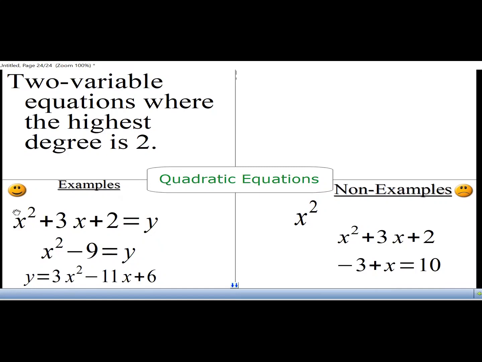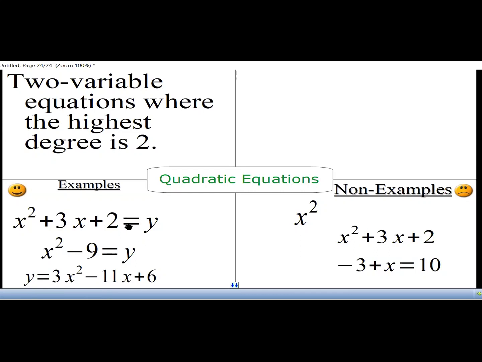So look at this first term. This is 2 degrees. This is 1 degree, 0 degree, 1 degree. The highest degree is what? 2. Look at the second one, x squared minus 9 equals y. Highest degree is 2. This one's 0, this is 1. Yeah, highest degree is 2. And the last one, y equals 3x squared minus 11x plus 6. 3x squared has a degree of 2. 11x has a degree of 1. 6 is 0. And y is 1, so the highest degree is 2, yeah.